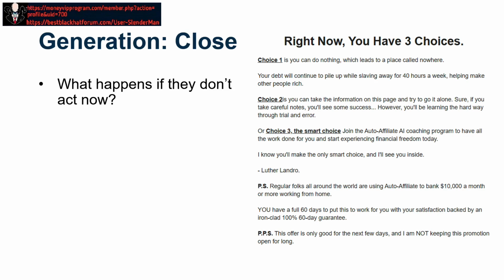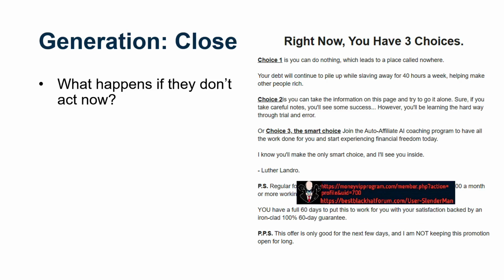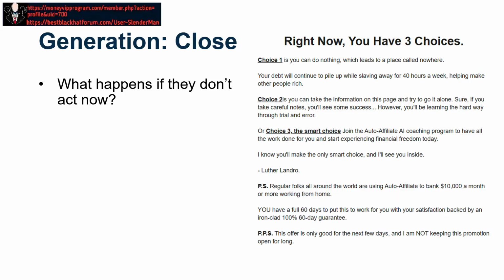Choice 2, and oh look, there's a little typo in there. Choice 2 is that you can take the information on the page and try and go at it alone. And sure, you'll make money and see some success if you took careful notes, because generally my letters are very educational. However, you'll be learning the hard way through pure trial and error.